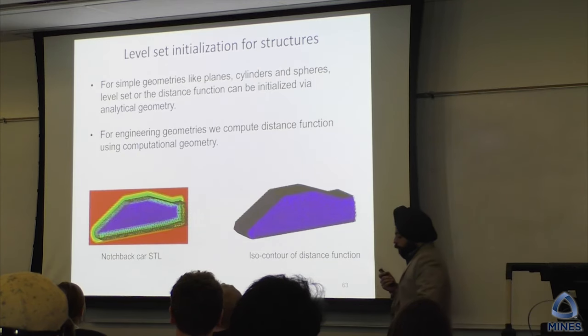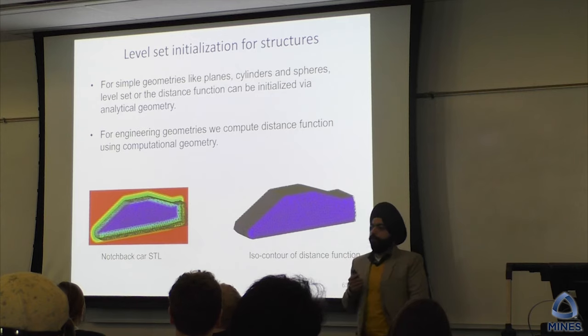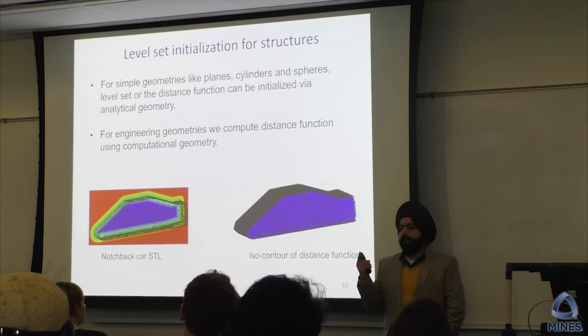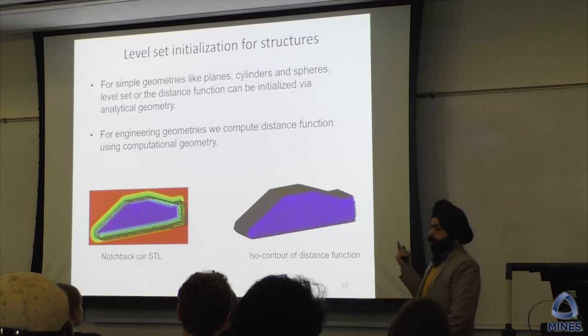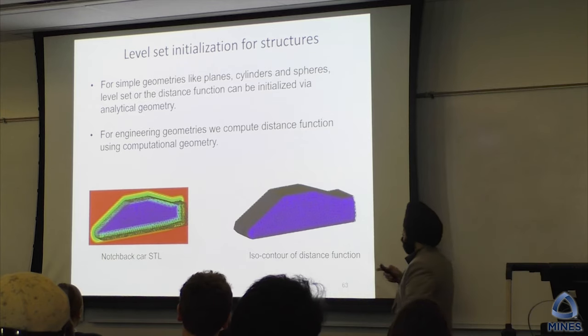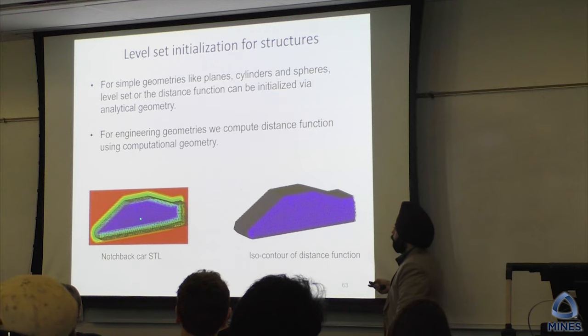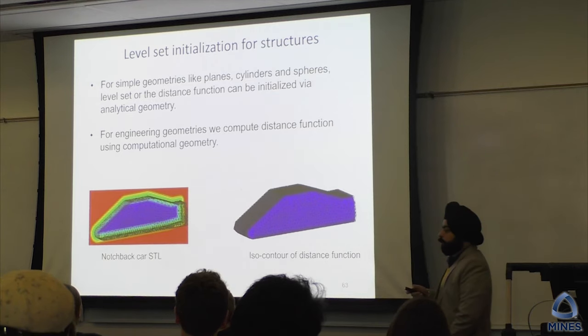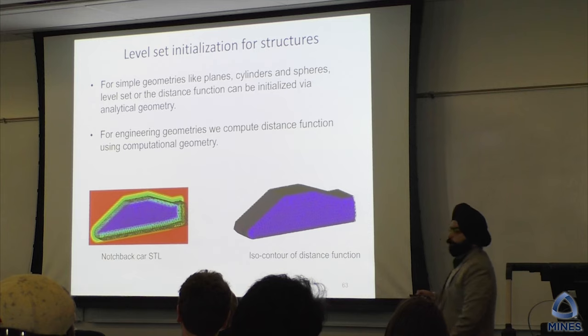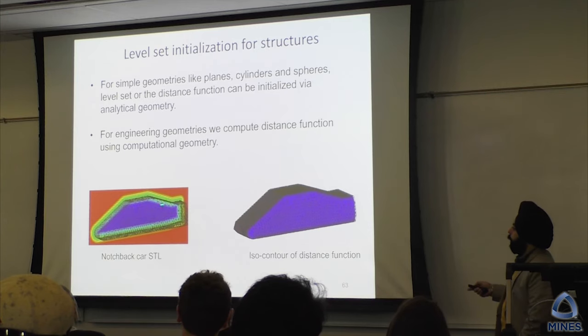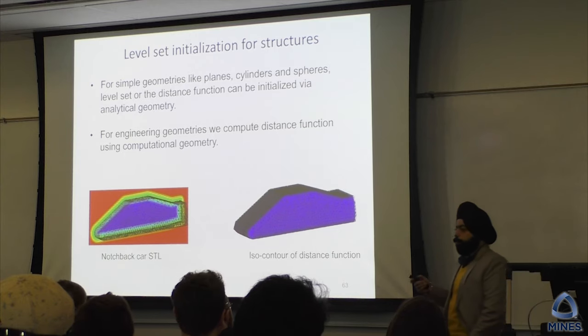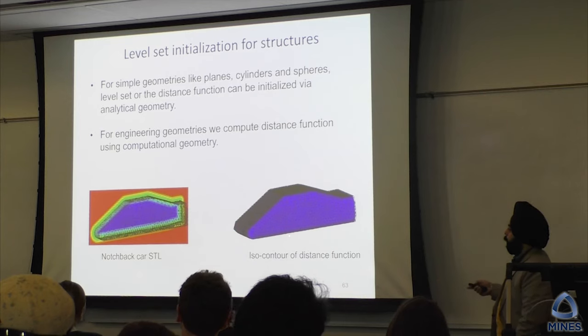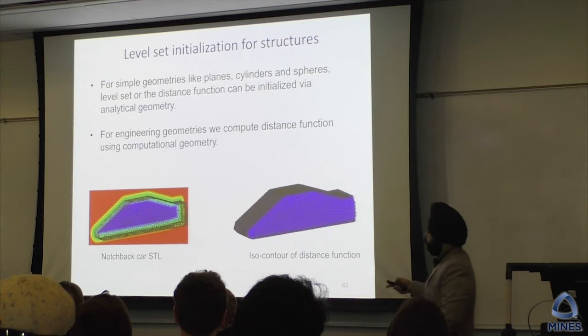So if you are dealing with simple geometries like cylinders or spheres, creating a level set is trivial. It's just an equation for a circle or sphere. You can find the distance function analytically. But what do you do if you are an engineer like me and want to do car simulations? So what we do is we import the mesh geometry, and we physically calculate the distance function from this interface using computational geometry. And this is a finite element mesh that we import, and this is the zero contour that we get from the distance function to represent complicated geometries.